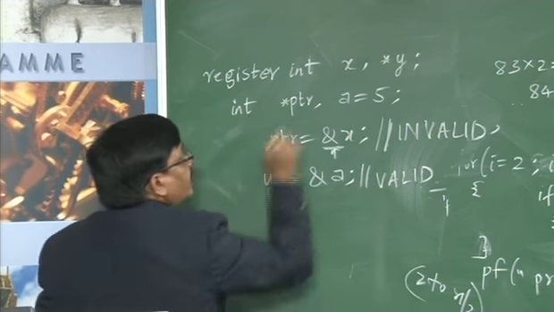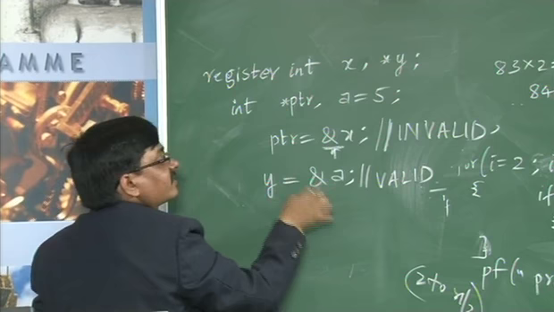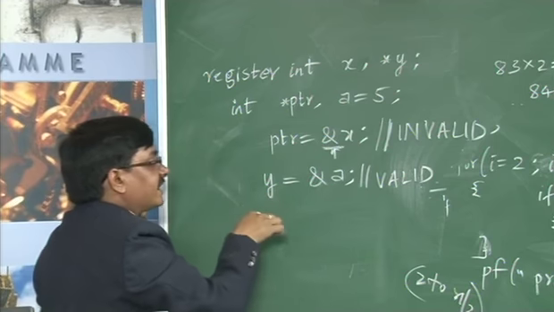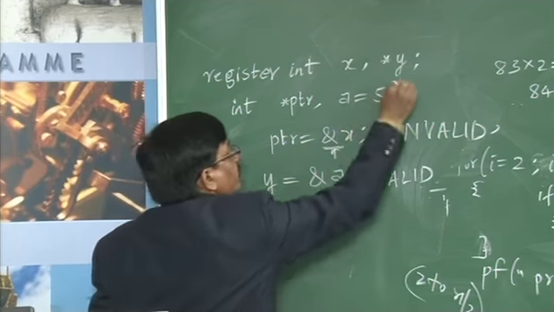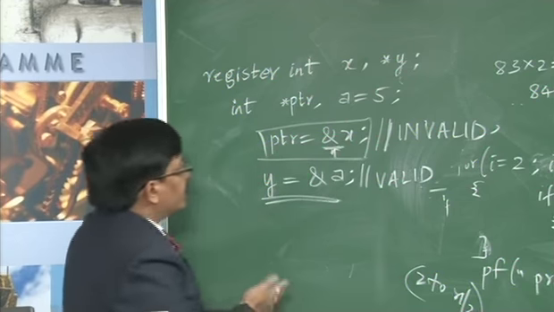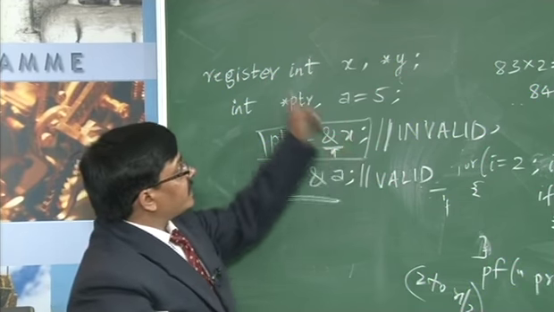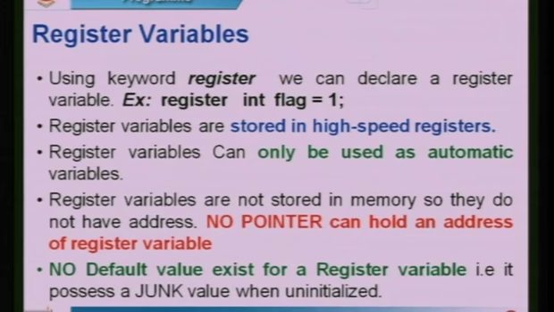Because here, y is stored in a CPU register, but y is holding the address of some other variable. So y does not have an address, but y can hold the address of some other variable. So this is valid, whereas this other statement is invalid, fine, because here we are trying to hold the address of a register variable. Register variables will not have an address, so it is not possible there, fine.